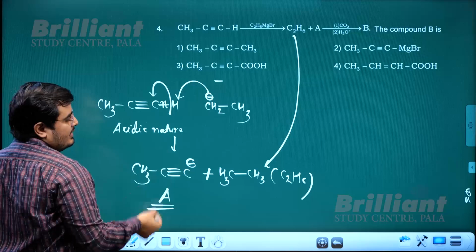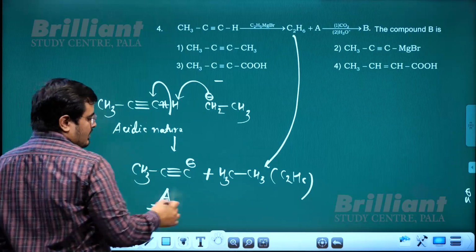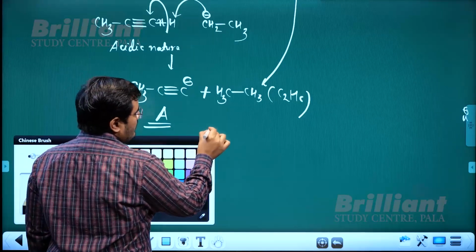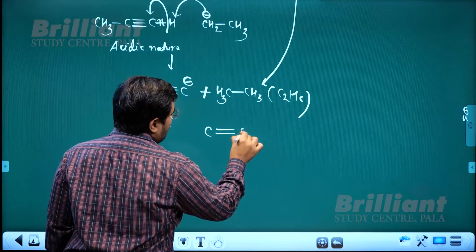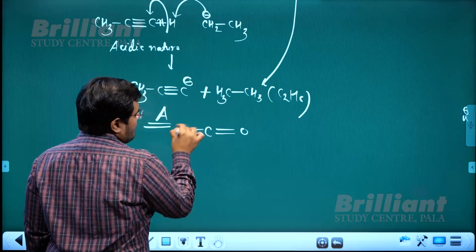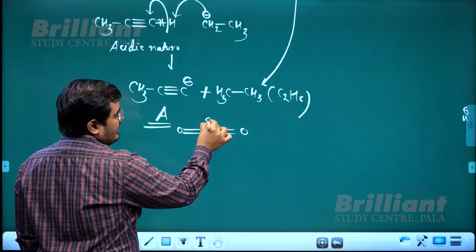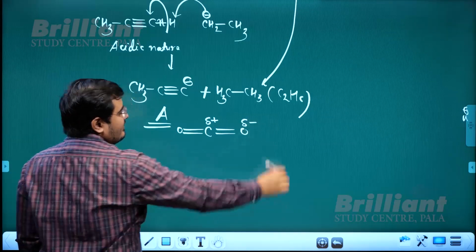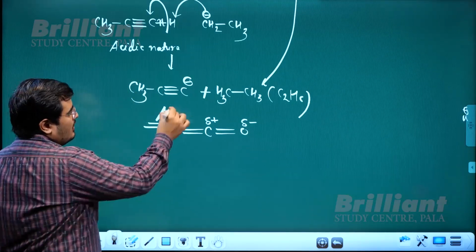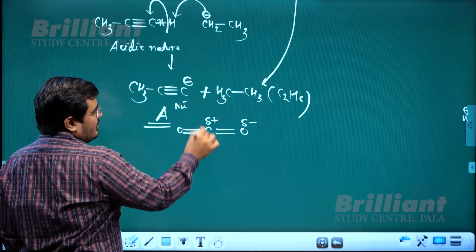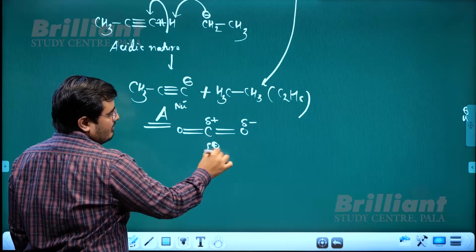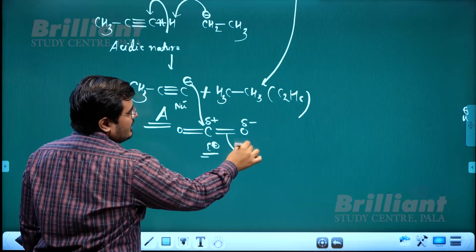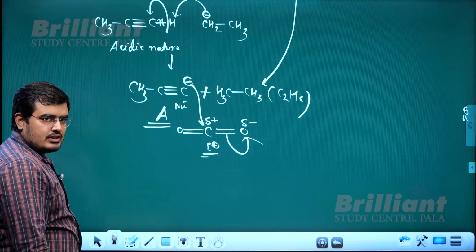This compound is then treated with CO2. So if I write the structure of CO2, carbon has two multiple bonds with oxygen. And due to the difference in electronegativity, this carbon is said to carry a delta positive and this has a delta negative. This can act as a nucleophile. Here you have the center of electrophile. Then the attack will happen between a nucleophile and electrophile, and the electron pairs will move on oxygen.